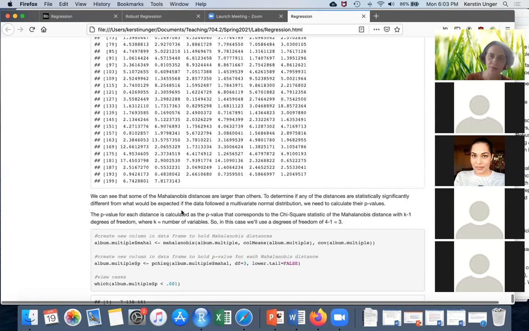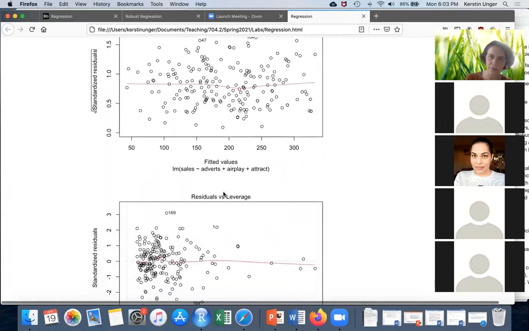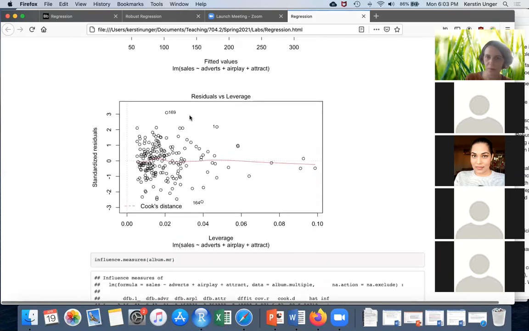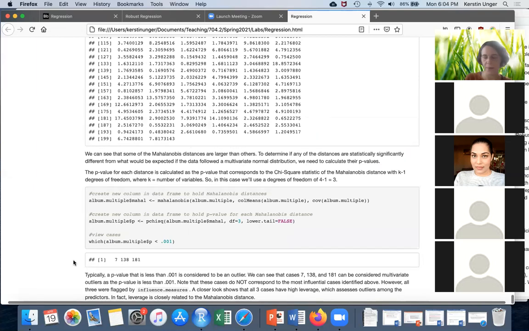It's important to note that these cases do not correspond to what were perhaps the most influential ones, like 169, 164, and 1. Also important to keep in mind that the Mahalanobis distance is closely related to leverage. That means how extreme the predictor values are for our cases, but that doesn't necessarily mean they have an undue influence on our regression model.